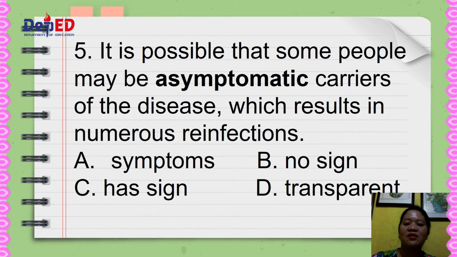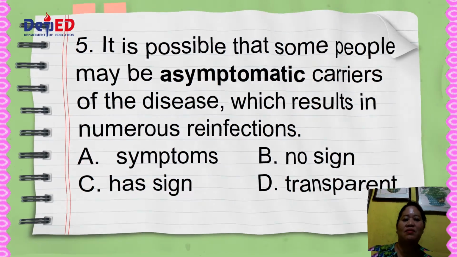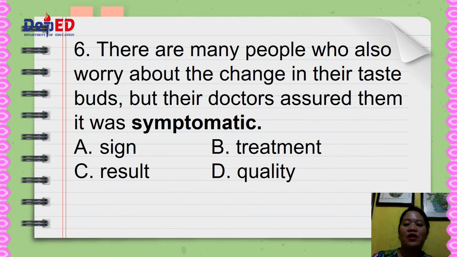Some people may be asymptomatic carriers of the disease, which results in numerous reinfections. Symptomatic means A. Symptoms, B. No sign, C. Has sign, D. Transparent. Don't forget to write the correct answer using your learner's activity sheet. Number 6, there are many people who also worry about the change in their taste buds, but their doctors assured them it was symptomatic. Symptomatic means A. Sign, B. Treatment, C. Result, or D. Quality.